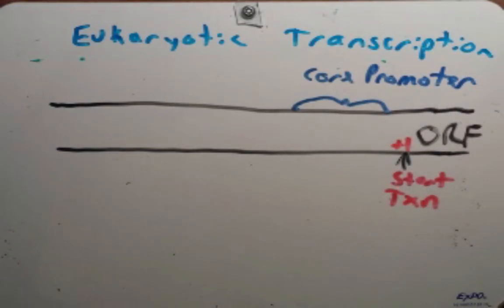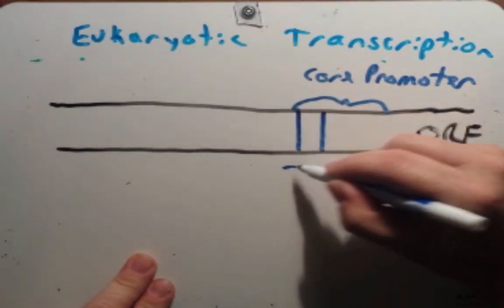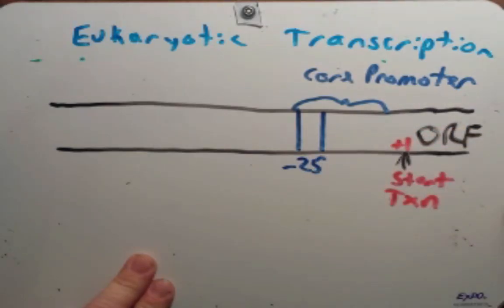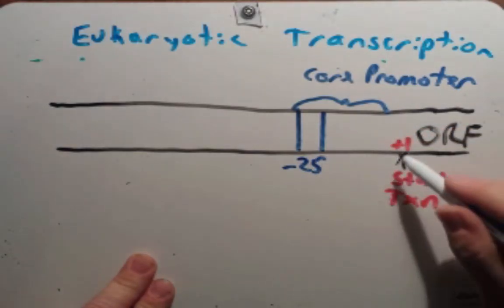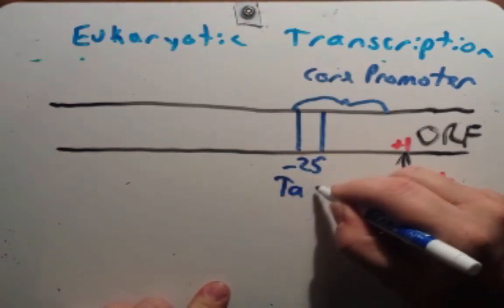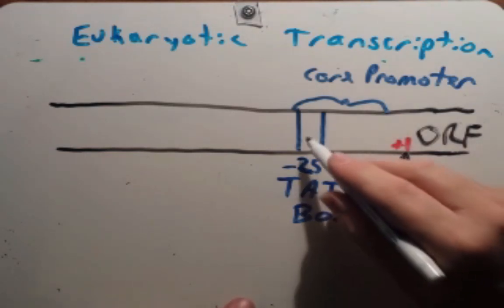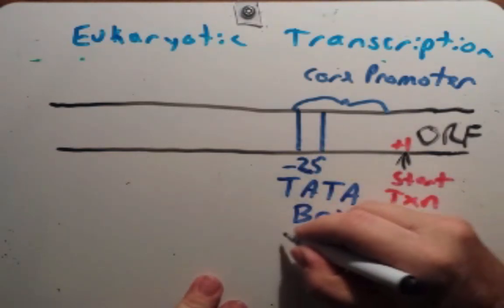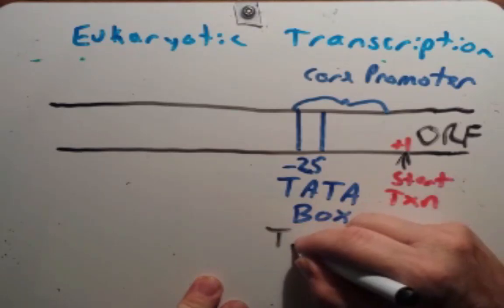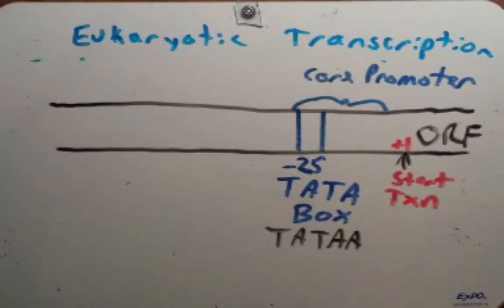A very important consensus sequence of the core promoter is found in this region here, that is at -25. 25 bases from the start of transcription. This site we often call the TATA box. This is called a TATA box because the consensus sequence here is TATAA. There are going to be some variations to that, but in general it will be very similar to this sequence, and so it's called a TATA box.